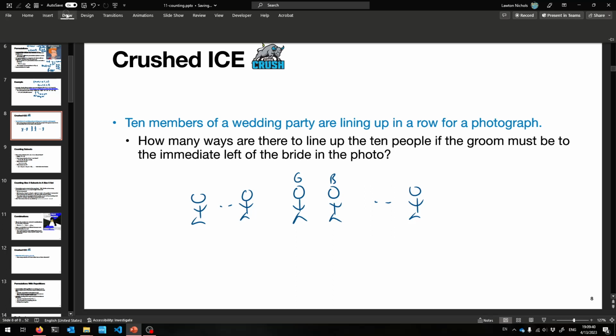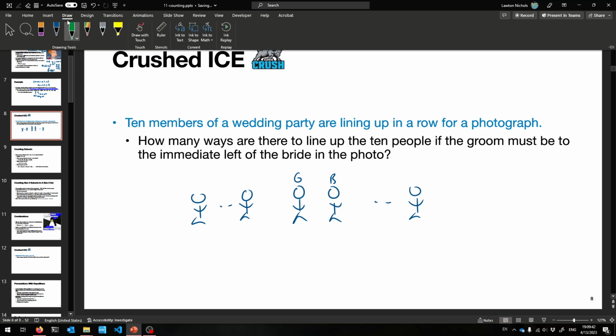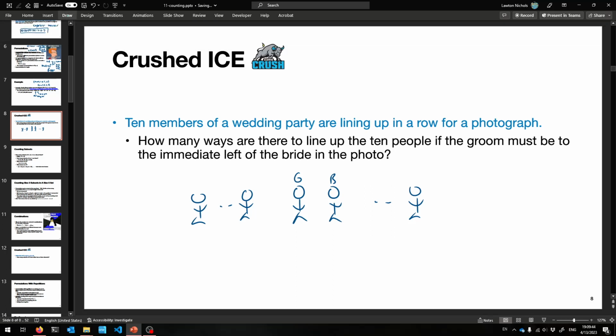All right, so the secret is noticing that you have a bunch of different options for all these people. This person could be anywhere, this person could be anywhere, this person could be anywhere, except in the middle of the groom and the bride. You cannot swap these people. So this person, treat it as a unit, put it anywhere. This person, treat it as a unit and put it anywhere. Put them anywhere.